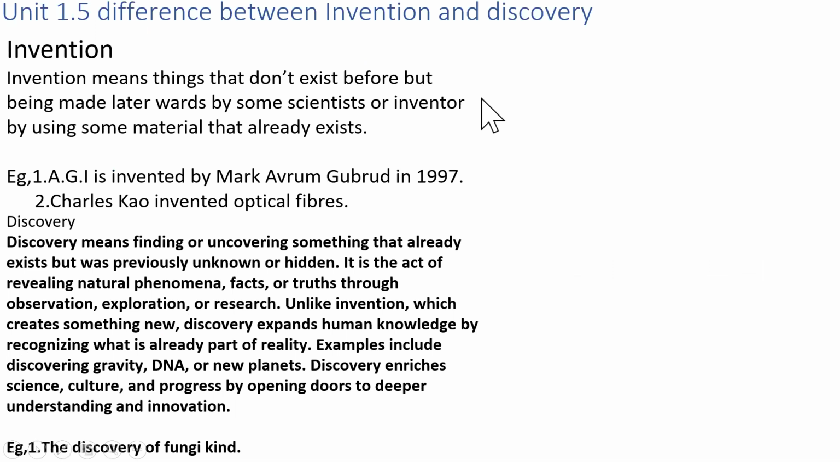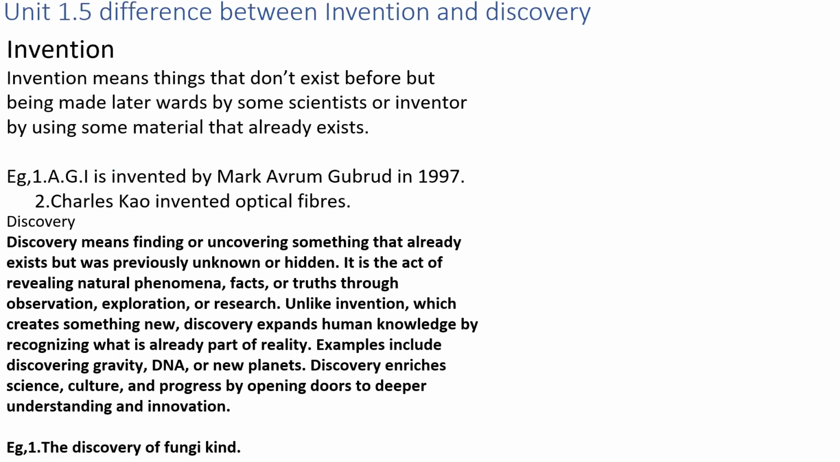Difference between invention and discovery. In knowing the definition of science, we also need to analyze the difference between invention and discovery. Invention means things that didn't exist before but were made later by some scientist or inventor using some material that already exists. Example, AGI was invented by Mark Evan Goodwood in 1997. Second, Charles Cowell invented optical fibers.